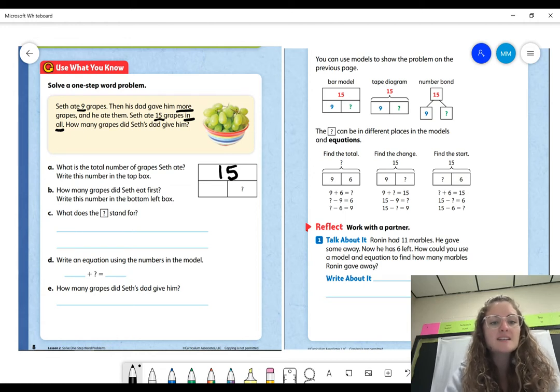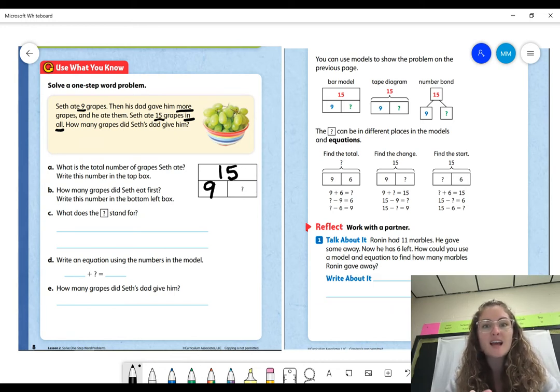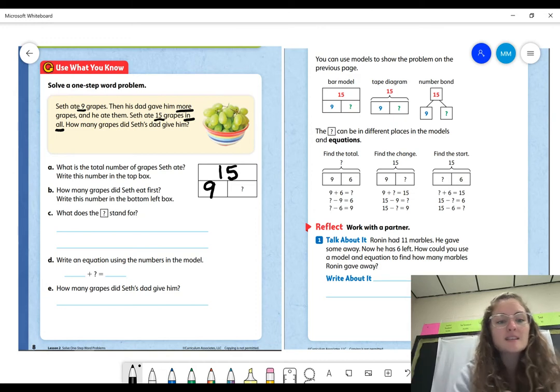How many grapes did Seth eat first? What was the number that we saw at the beginning? He ate 9 grapes, and it says to write this number in the bottom left box. Oh, what does the question mark stand for? We talked about this last week. We have a whole, we have a part, and that question mark is the missing part.